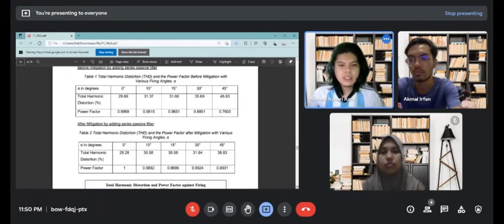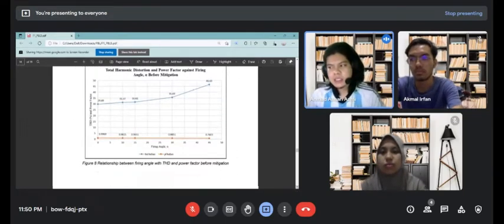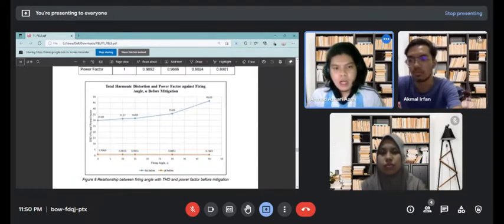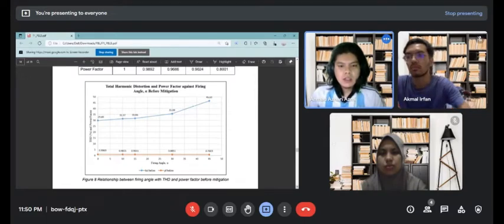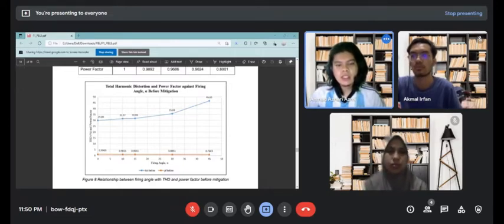So next, this is a plot graph of the THD and power factor against the firing angle. So we can see the total harmonic distortion THD is inversely proportional to the power factor when we increase the firing angle.